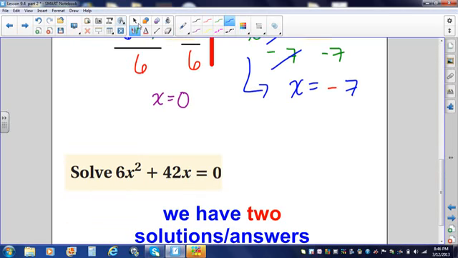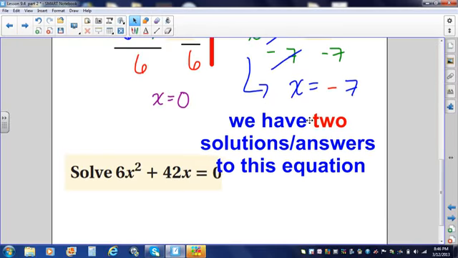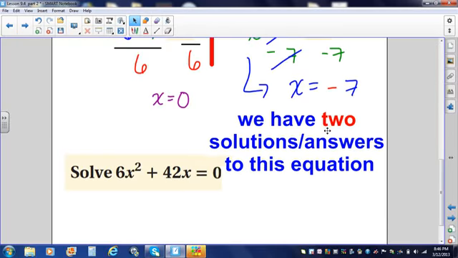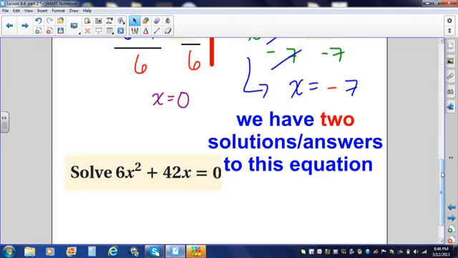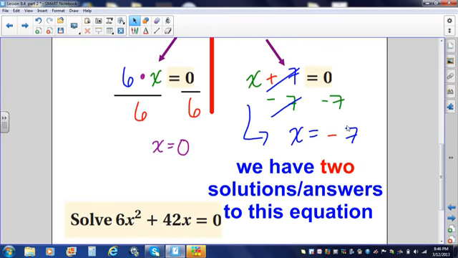Notice that we have 2 solutions or 2 answers to this equation. x equals 0 and x equals -7.